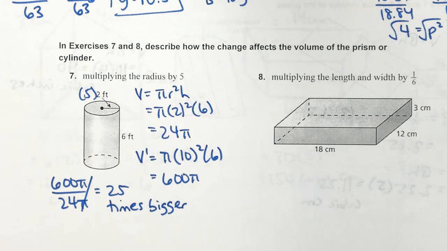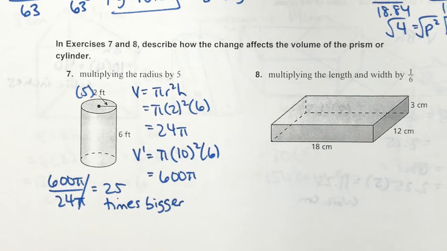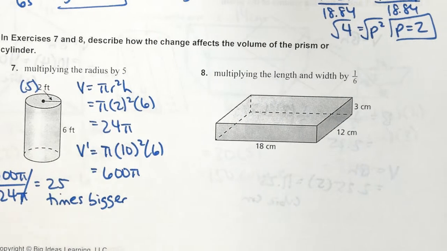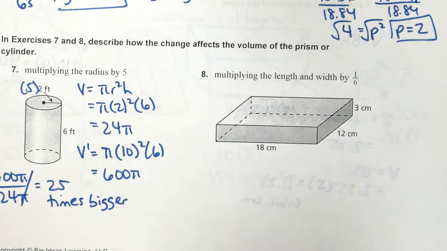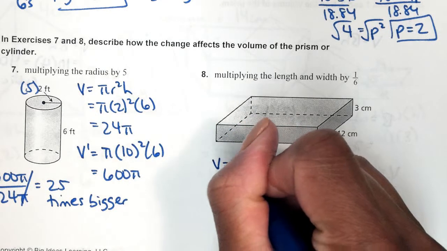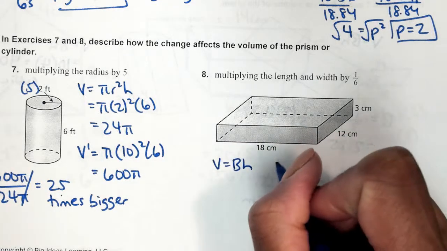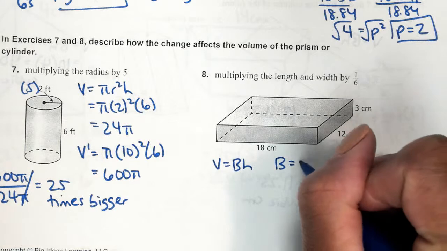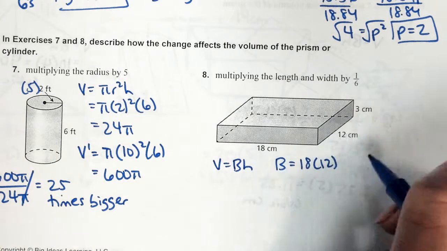Our last example is number 8. You're multiplying the length and the width by 1/6. So I'm going to be reducing because it's a fraction. It's less than 1. If it's bigger than 1, I'm increasing. If it's a fraction or less than 1, I am decreasing. So let's find the volume of this prism, which is the base times the height. My base is a rectangle, so it's 18 times 12.